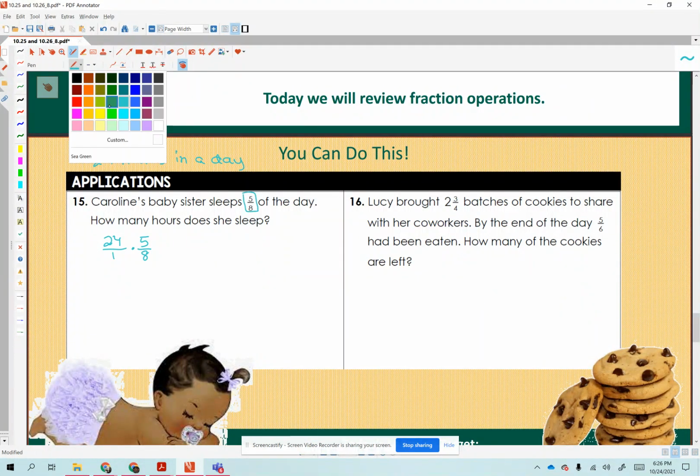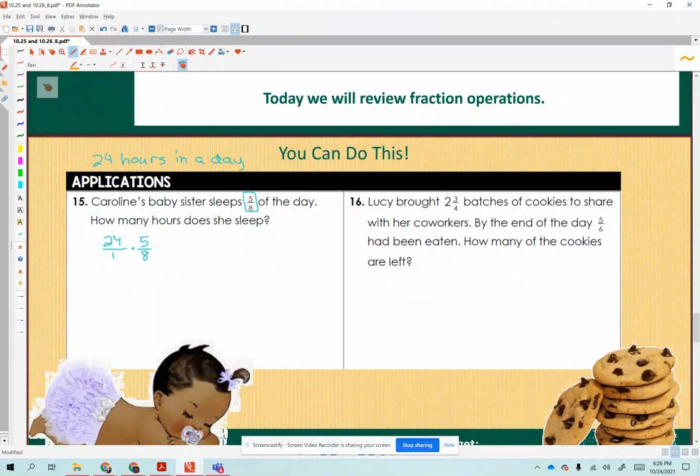Now let's look and see if we can simplify this at all. I see 8 and 24 are both divisible by 8. So 8 divided by 8 is 1. 24 divided by 8 is 3. So now I just multiply across. 5 times 3 is 15. 1 times 1 is 1. 15 over 1 equals 15. That means this baby, this tired baby, sleeps 15 hours a day. That is one tired baby.